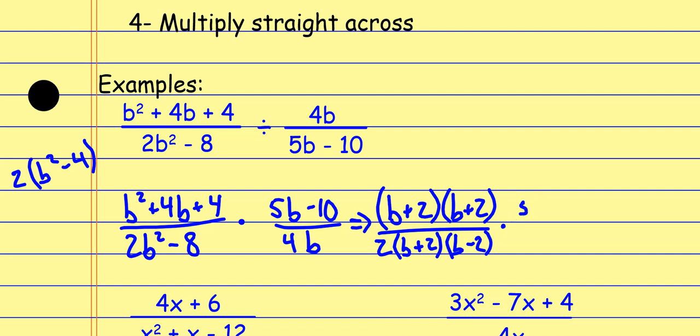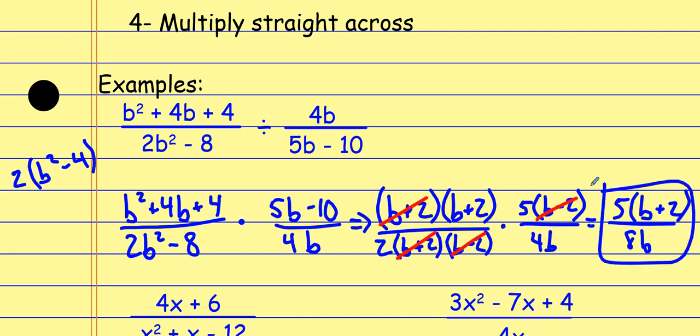Up here, the numerator, I can factor a 5 out. That leaves me with a b minus 2 over a 4b. And now we start crossing some stuff out. Those b plus 2's cancel. The b minus 2's cancel. So now in the numerator, I get 5 times b plus 2. In the denominator, I have 2 times 4b, which I'm just going to write as 8b. And that's it. Again, we're doing the same thing we did on the previous page, but we have one extra step to start. We change division to multiplying by the reciprocal. Okay?